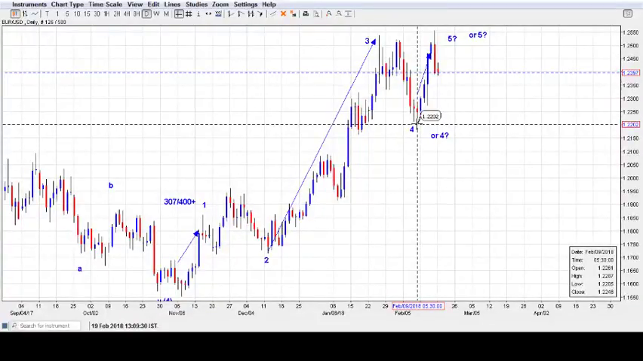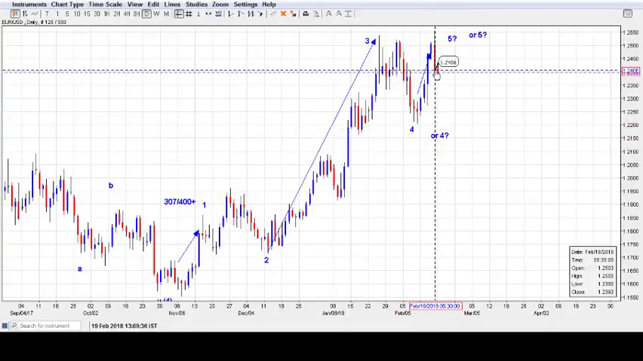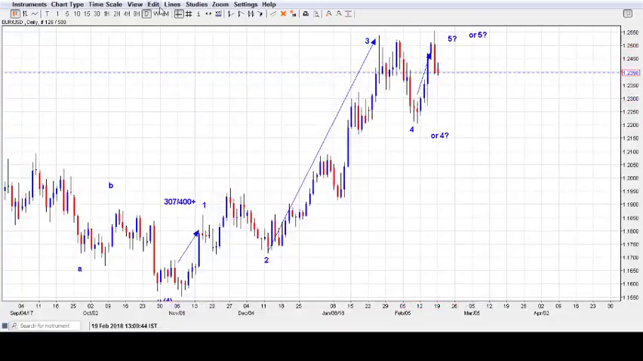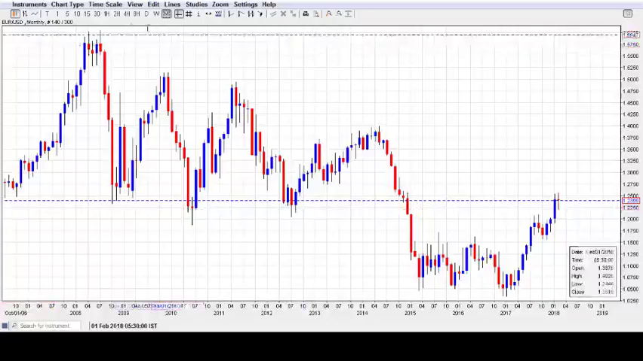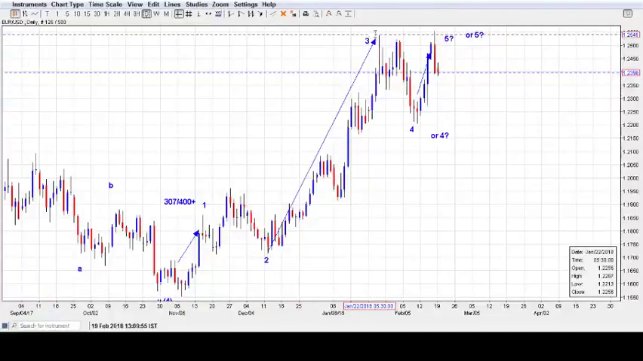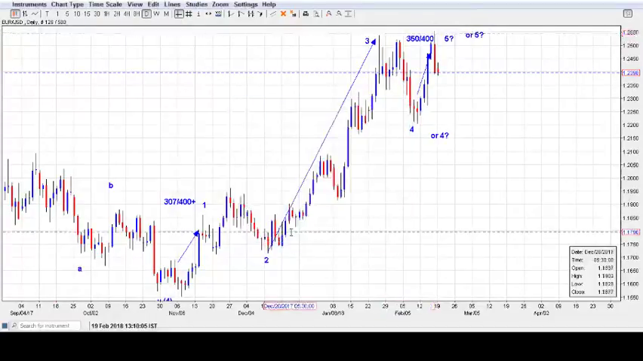You see the low was at 2205 and the high went up to 2555, so almost 350 points. All right, so be very watchful here, somewhere around this 2600 mark. There could be a potential termination of the fifth wave.